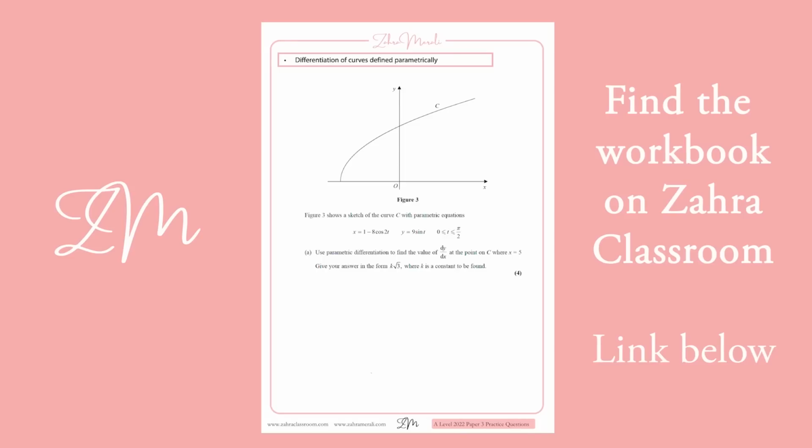Okay, so now we're going to look at differentiating curves parametrically. Right, so we've got x equals 1 minus 8 cos 2t. So we're going to differentiate each of them separately. Now remember, with your trig, sine differentiates to cos, which differentiates to minus sine, which differentiates to minus cos, and if you want to integrate, you go round the circle the other way.